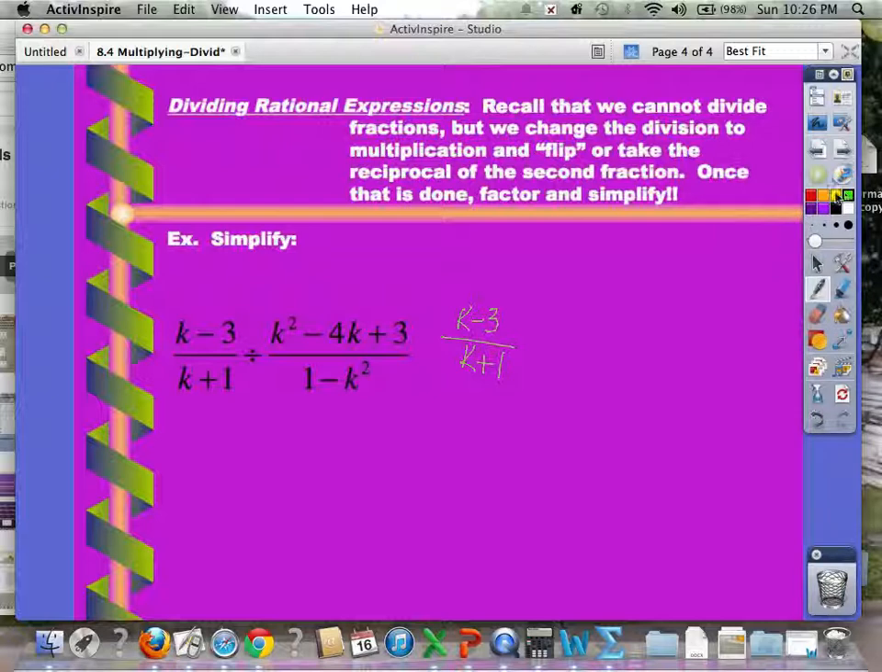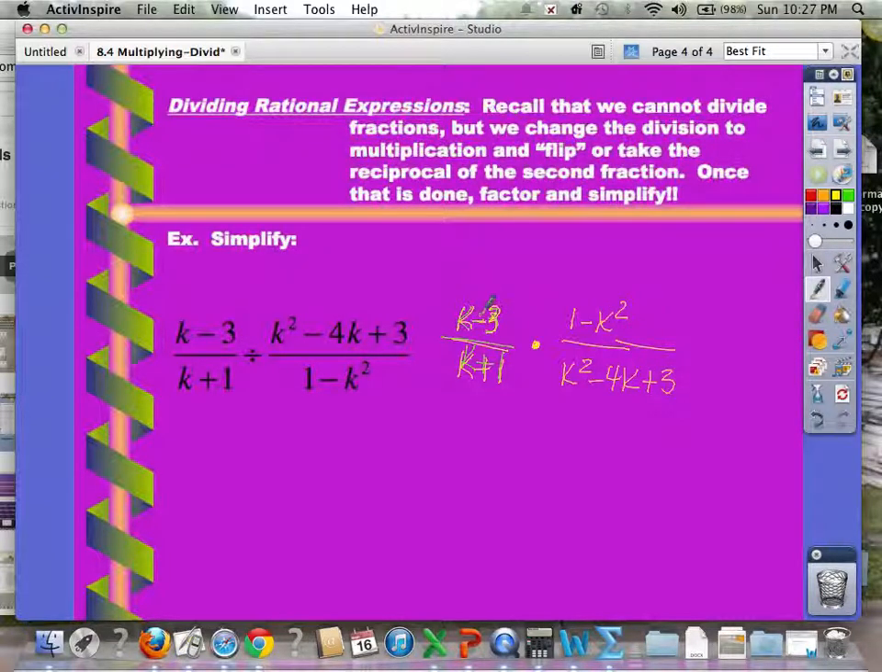I don't know if y'all can see that very well. Let's change that to yellow. K minus 3, that's a 3, over k plus 1, times, and you flip this, so it's going to be 1 minus k squared over k squared minus 4k plus 3. All right, now we can factor.